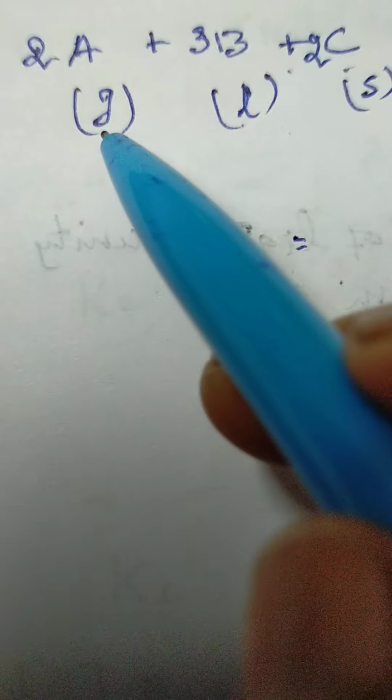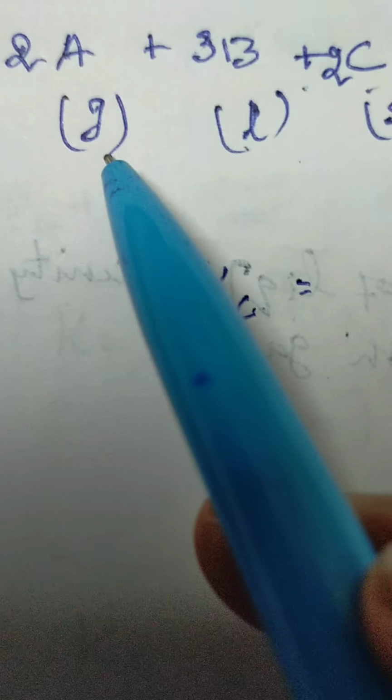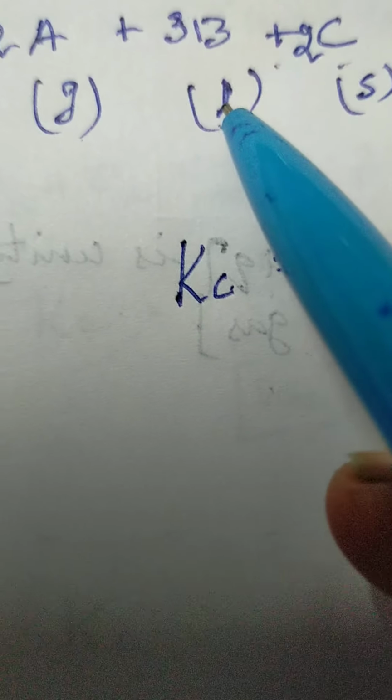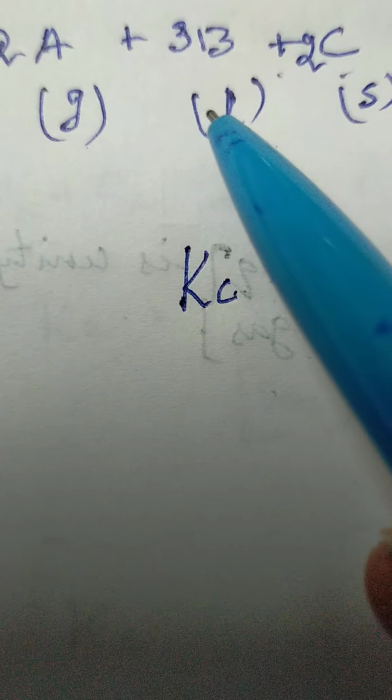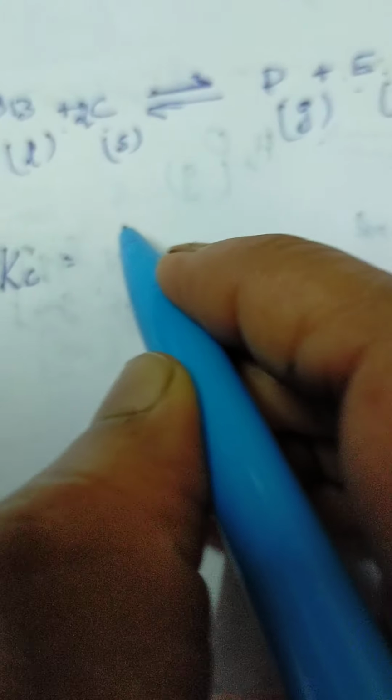But in this, note that the concentration of a liquid is taken as unity. So here only gas is considered. In the products both are in gaseous state, and among the reactants one is in gaseous state. The liquid is not considered because its concentration is constant and taken as unity. For solid, it cannot be defined.